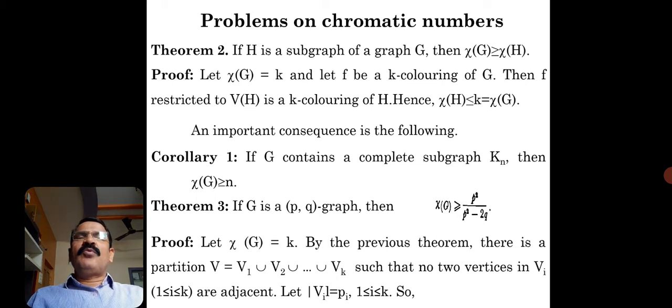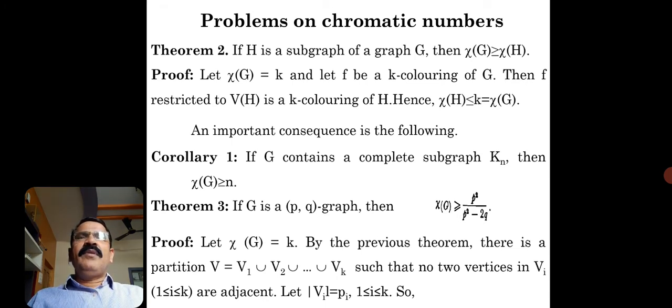Okay. So to prove this result, first we consider the chromatic number of a graph is K. Let us consider the chromatic number of the graph G is K, and let F be a K coloring of G. You know already what we mean by K coloring. It means the graph is colored with K colors. Then it is called K coloring. So let F be a K coloring of G.